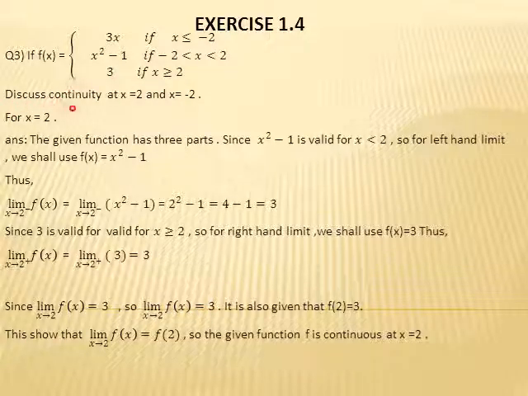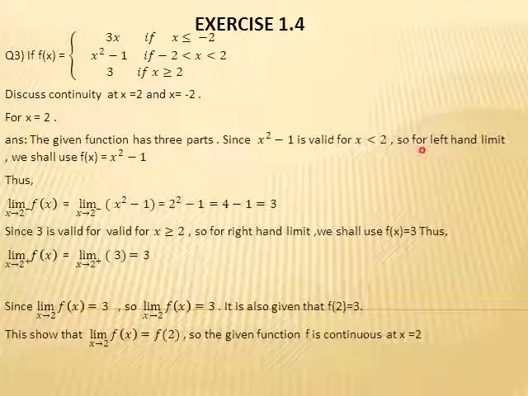So this is the question that comes in the board as well: discuss continuity. This is the most important question. Discuss continuity at 2 and minus 2. For x equal to 2, the given function has 3 parts, as I said earlier, and x square minus 1 is valid for x less than 2.